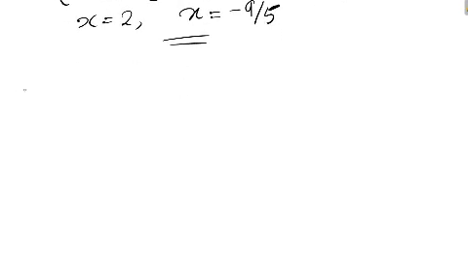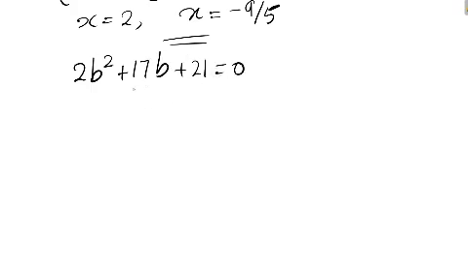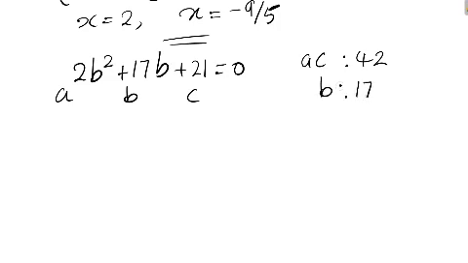The last one is 2b square plus 17b plus 21 is equal to 0. Here the variable is not x, it is b. So a is 2, b is 17 and c is 21. Since the coefficient of squared variable is not 1, just multiply a and c. It's a into c is 2 into 21, that is 42, and b is 17.